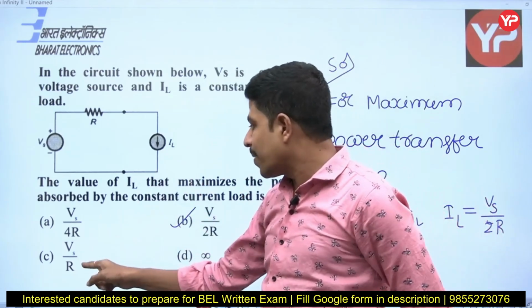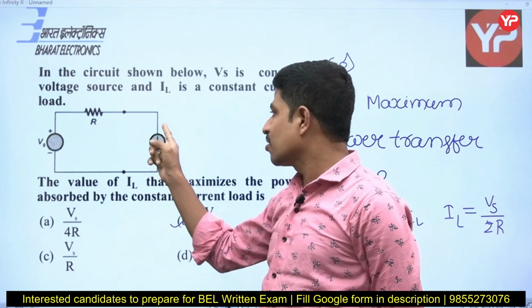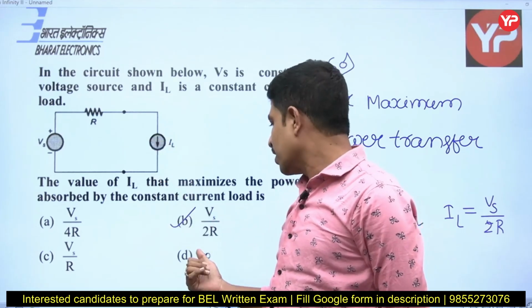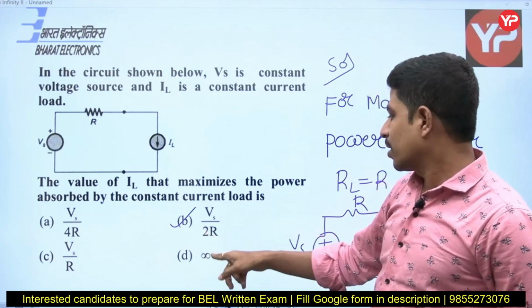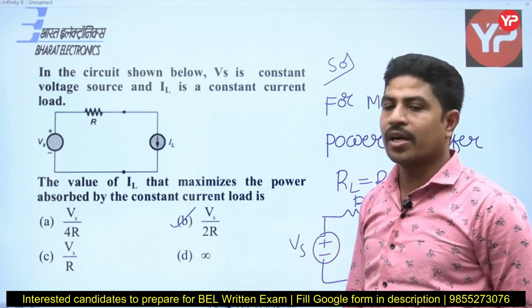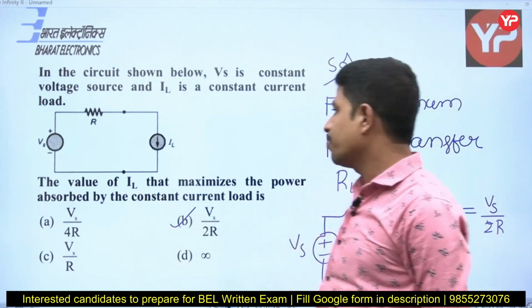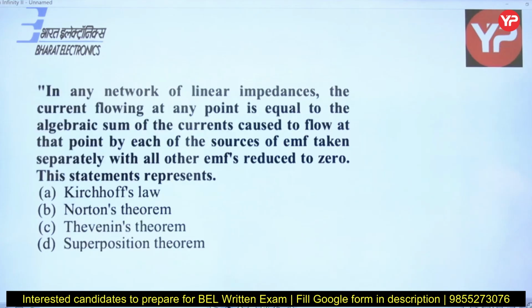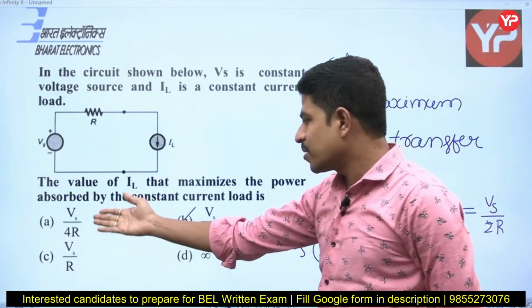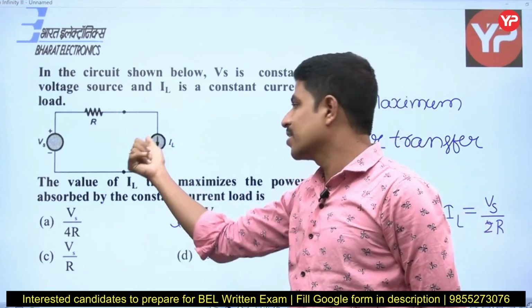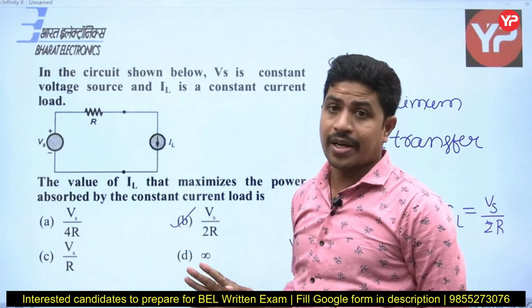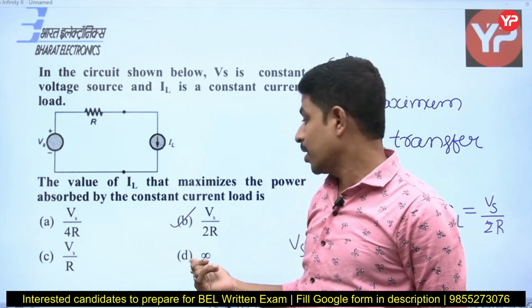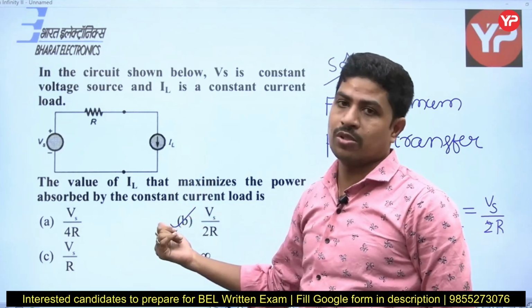Let's see the other options also. If IL is equal to V by R, it means to say that this is not having any resistance. Current is infinite, no, it is not possible. Vs by 4R is anyhow wrong. Option B is perfectly suitable, right? Need not go for the other options. Vs by 4R not possible. Why? Because this is R, this is R, so Vs by R, this should be 0, which is not correct. If this is 0 it means short circuit, which is not correct. Infinite power is not possible, right?